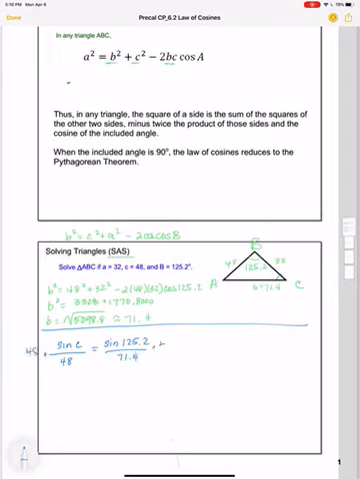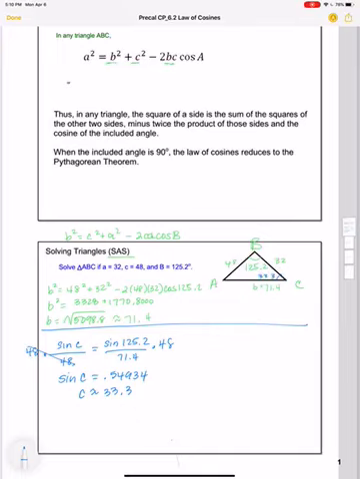Y'all did wonderful. So sine of C equals that divided by 71.4. And then I have, so that's like 0.54934. And I'm going to do inverse sine, second sine, second answer, approximately 33.3 degrees.